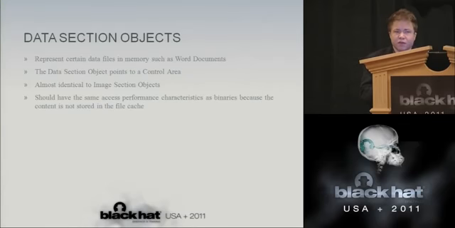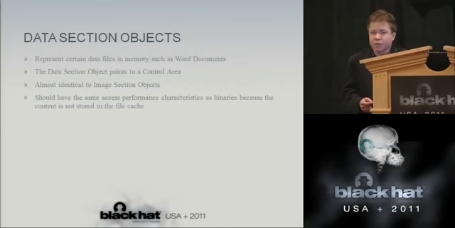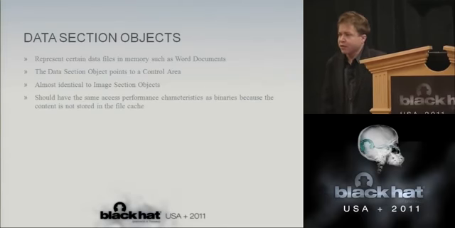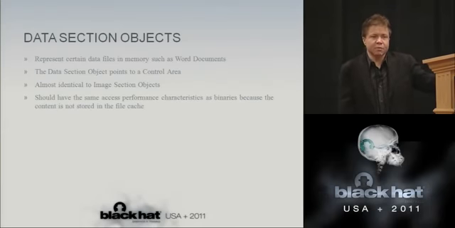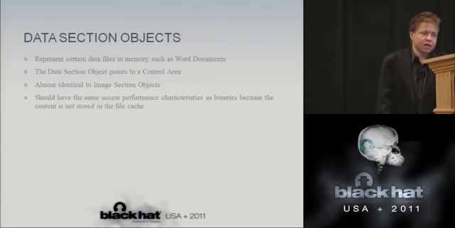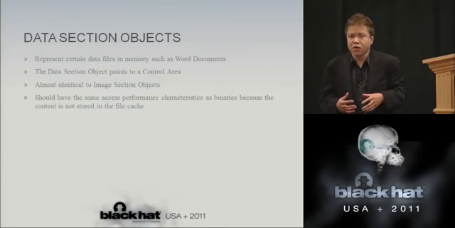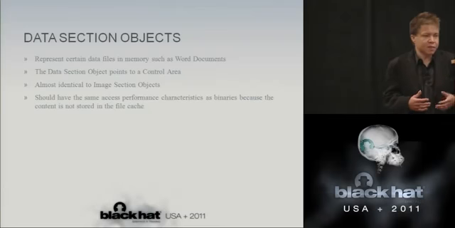Now, the second of the 3 pointers that were in the file object that we care about is a data section object pointer. The data section object pointer we won't go into a great deal of detail about because it's exactly like the image section object. The data section object, though, represents data files in memory. I'm sure there's certain APIs that you would call that would automatically create data section objects, but I just haven't had the time to research that yet.